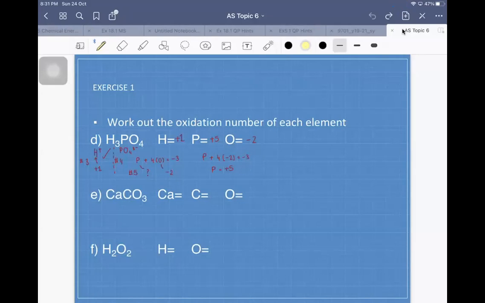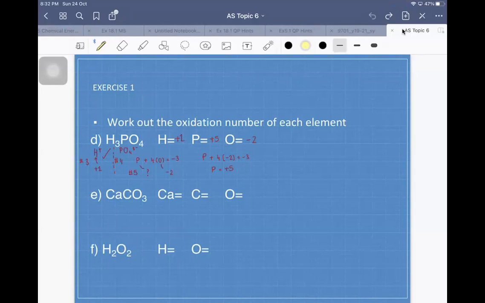So today we're going to continue with our topic 6, electrochemistry. But even though the topic is called electrochemistry, mostly for your AS syllabus, we are only going to be dealing and looking at oxidation numbers, redox reactions, half equations, and balancing your equations using oxidation number.